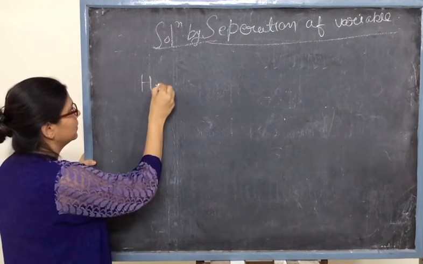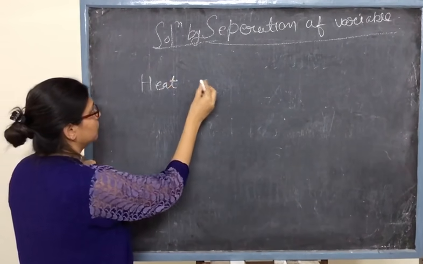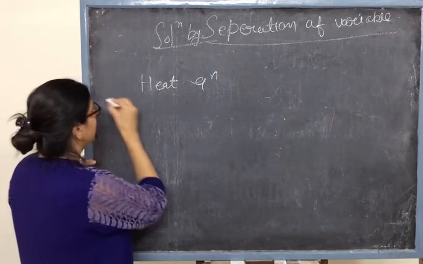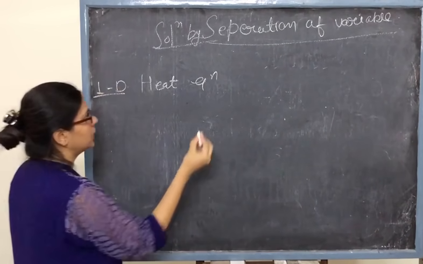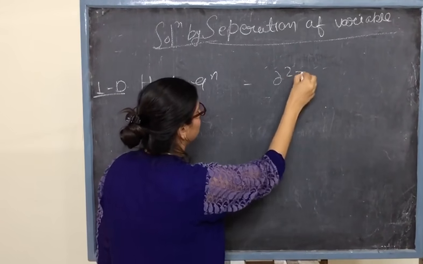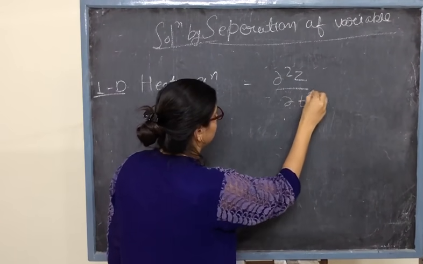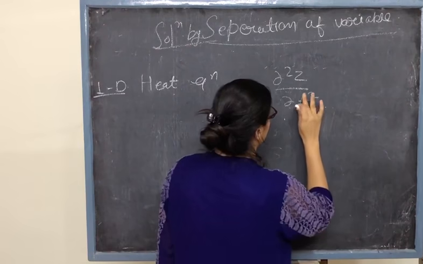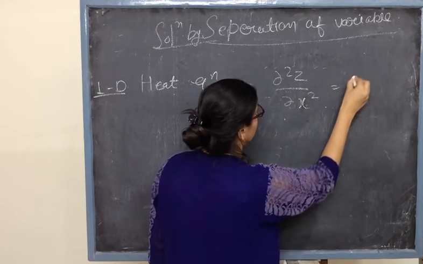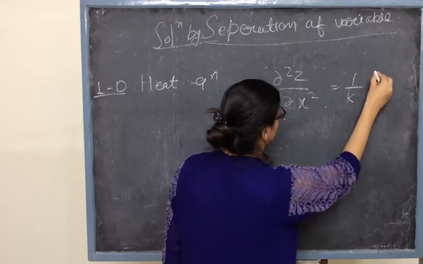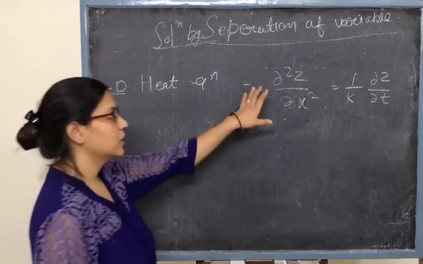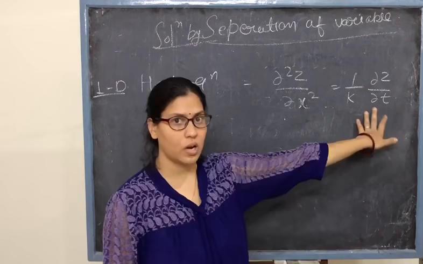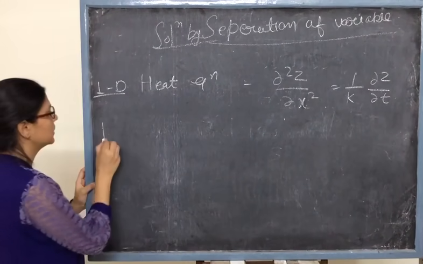Look at the board. First of all, that is the one-dimensional heat equation. The standard form of this equation is del 2z over del x square equals 1 upon k, where k is a constant, del z over del t. If an equation has this form, then the equation is called the one-dimensional heat equation.